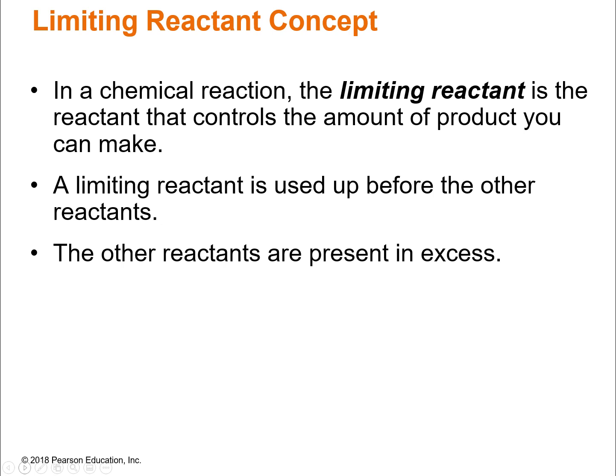In the real world, sometimes one of the reactants that you need is really expensive, or it's very rare, and that's going to limit how much product you make. So the limiting reactant is the one that's used up before everything else. All the other reactants are present in excess.